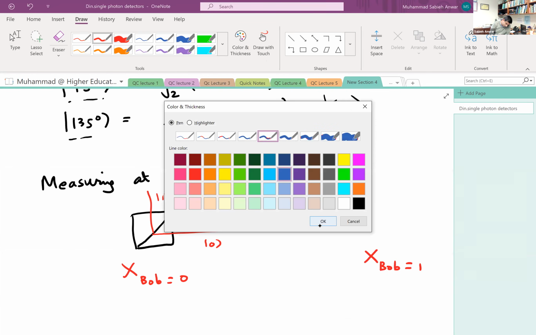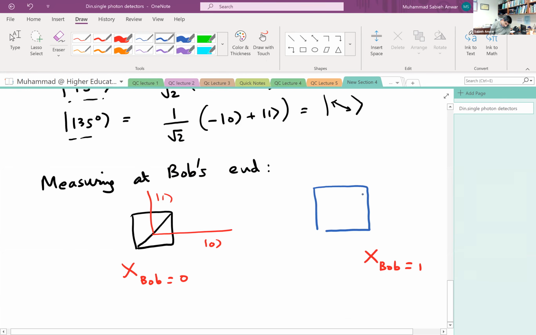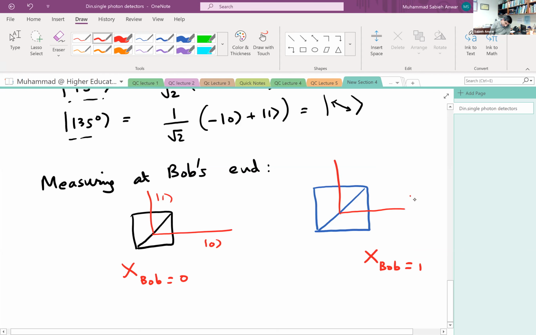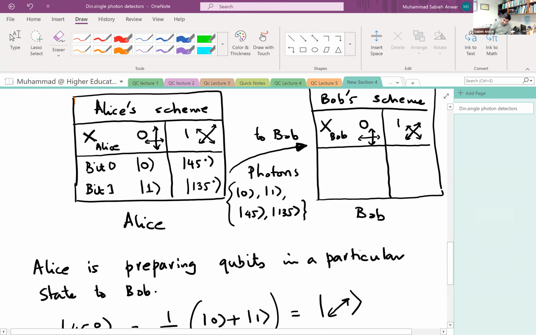Let's show that in blue. And this blue one has two output channels. One is the 45-degree channel and the other is the 135-degree channel. In fact, in the lab, it's hard to get a polarizing beam splitter of this kind, so you rotate the state and put it before a normal beam splitter. But that's a technical detail. I don't want to go into that. So this is the scheme that Bob uses. So now Bob can get four kinds of photons.